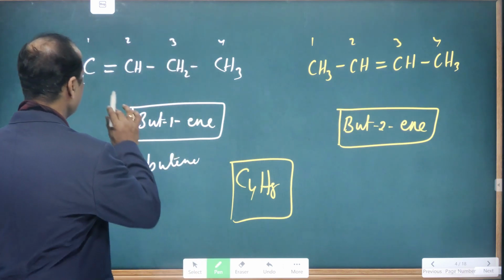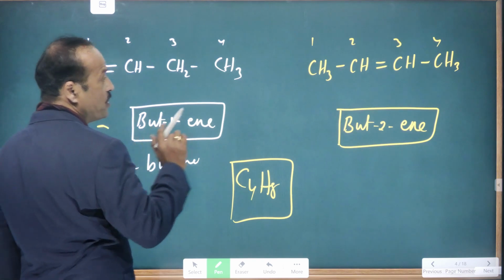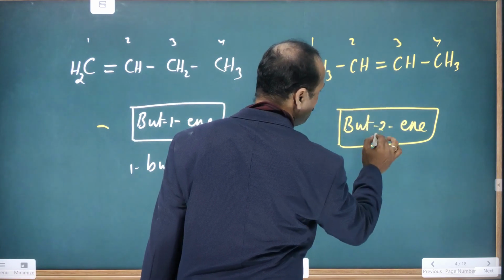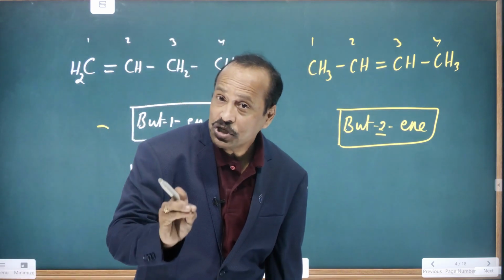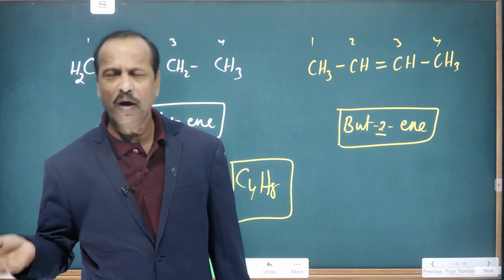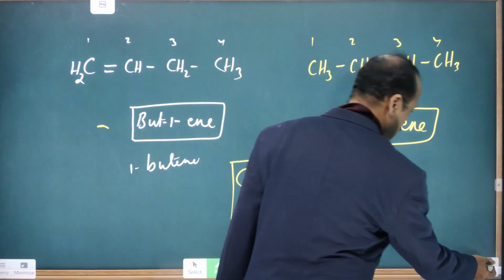Here the position of the double bond is 1, which means the double bond is between carbons 1 and 2. Here the position of the double bond is between 2 and 3. So this is 2. So if there is a change in the position of the alkyl group, meaning the attached group, or it may be chlorine, fluorine, anything, even a functional group also.